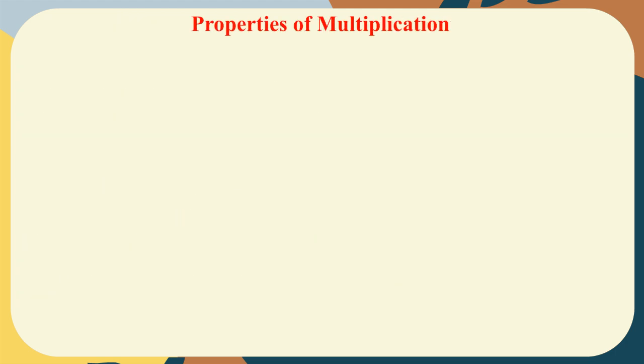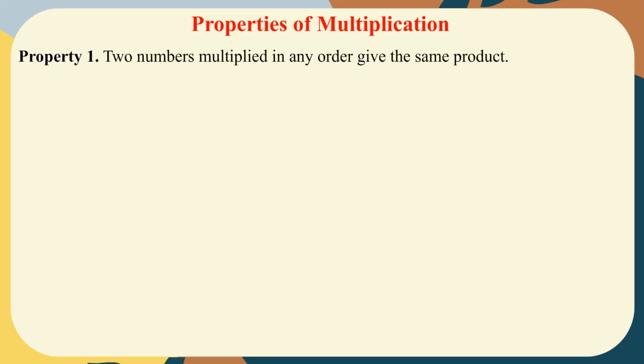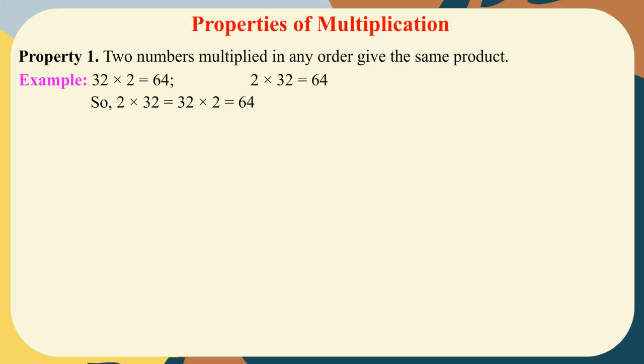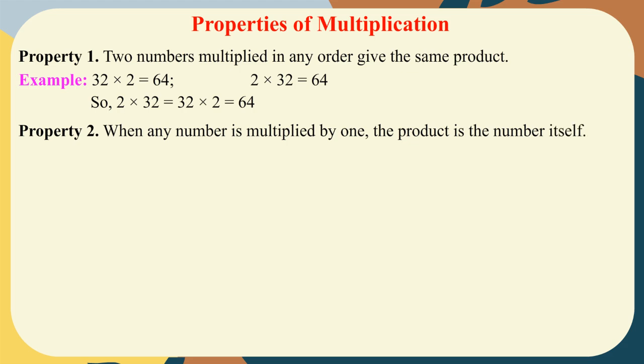Properties of multiplication. Property 1. Two numbers multiplied in any order give the same product. Example, 32 multiplied by 2 is equal to 64. 2 multiplied by 32 is also 64. So, 2 multiplied by 32 is equal to 32 multiplied by 2, which is equal to 64. Property 2. When any number is multiplied by 1, the product is the number itself. Examples, 36 multiplied by 1 is equal to 36. 516 multiplied by 1 is equal to 516, etc.